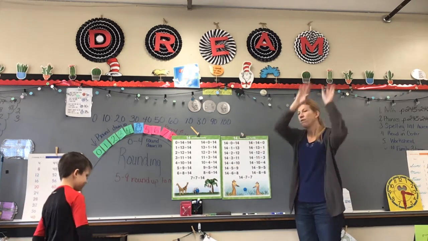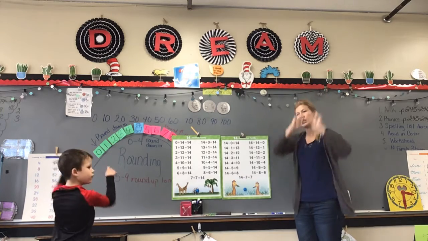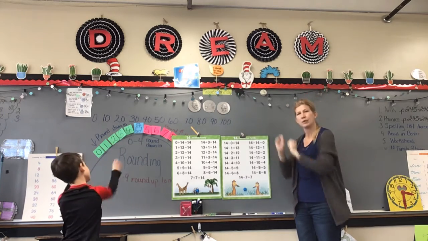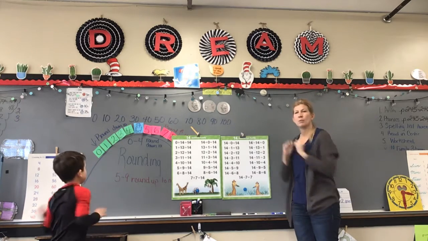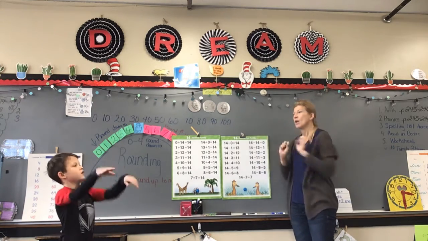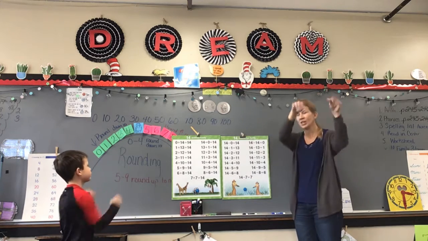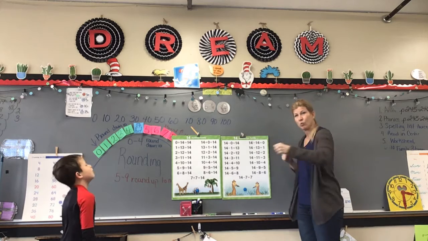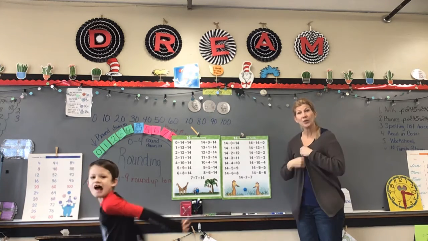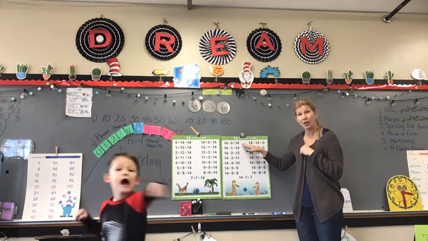Ready, begin. 14 minus 0 equals 14. 14 minus 1 equals 13. 14 minus 2 equals 12. 14 minus 3 equals 11. 14 minus 4 equals 10. Good. We're going to do it one more time. This time punch on each one, okay? And you can hopefully get to where you can not look.